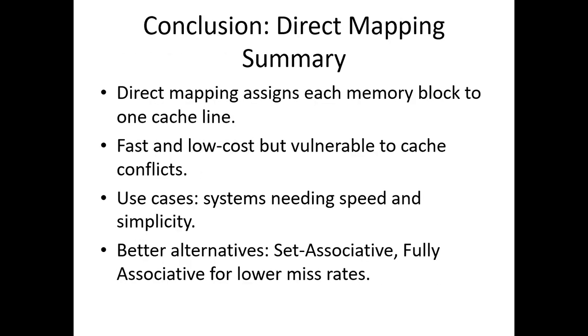So in summary, direct mapping is a fast, simple, and cost-effective cache strategy. However, its one-to-one mapping rule can cause conflict misses or cache thrashing, especially when multiple frequently used blocks compete for the same cache line. While effective for many workloads, it's often outperformed by more flexible techniques like set associative mapping, especially in systems where the hit rate is very important.